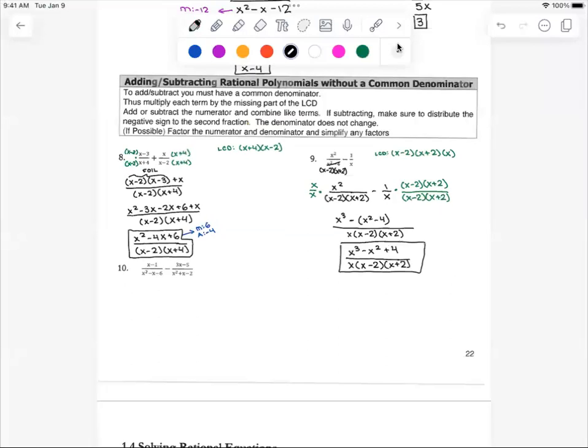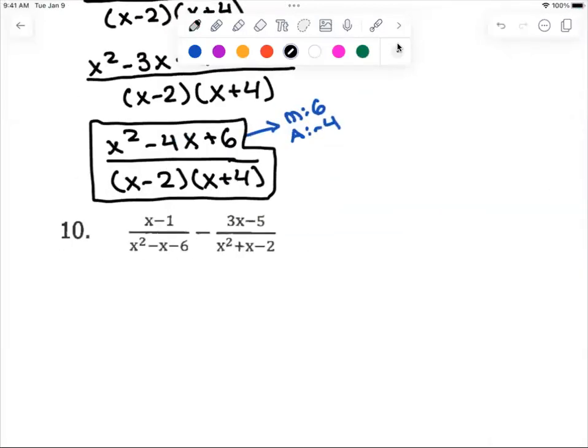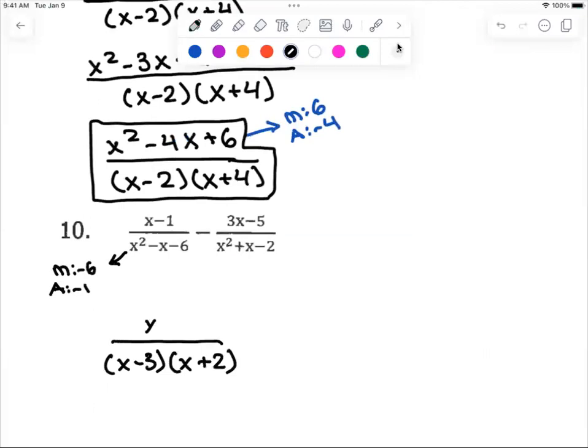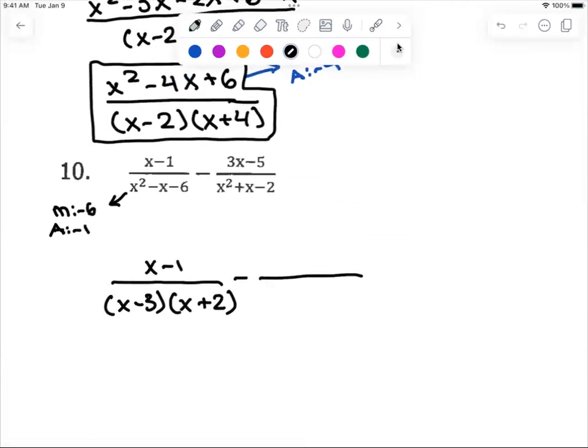Okay, last one. Again, I'm going to factor the denominators to see what they have in common because I need a common denominator. So x squared minus x minus 6. We're looking for what multiplies to negative 6 and adds to negative 1. That is going to be x minus 3 times x plus 2. The x minus 1 is going to stay. Again, you can't cancel anything until you get a common denominator. This one down here, we're looking for what multiplies to negative 2 and adds to 1. That's going to be a positive 2 and a negative 1. And the top is 3x minus 5.